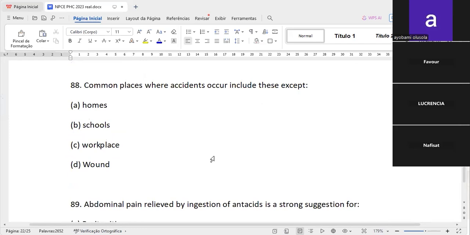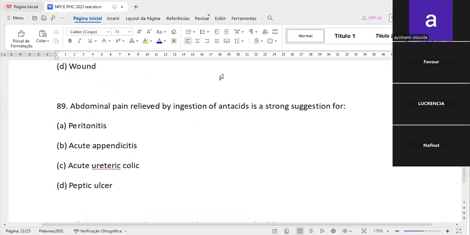Common places where accidents occur include these, except wound. Wound is not a place. Abdominal pain relieved by ingestion of antacid is a strong suggestion for peptic ulcer. Correct.